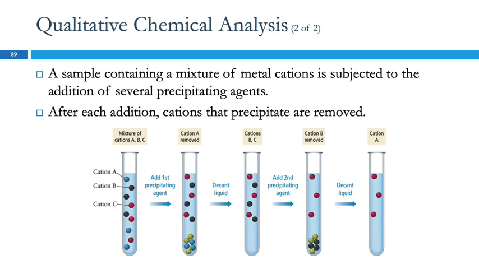Question: would it be cation A that's left or cation C that's left? I did not make those pictures, and all this time I haven't seen that. Good catch on that one. If you have A, B, and C, you take out A and you take out B, you're left with C, not A.